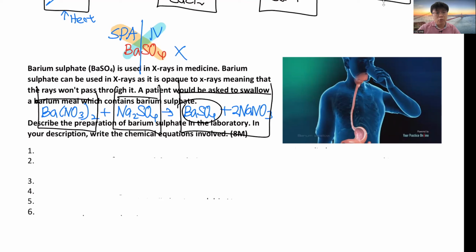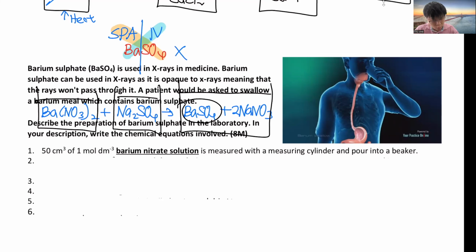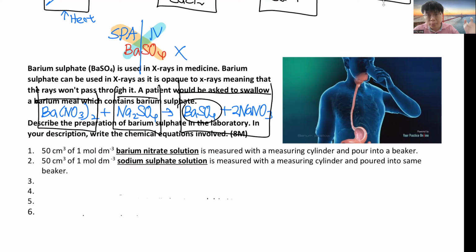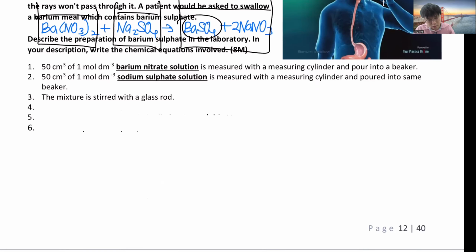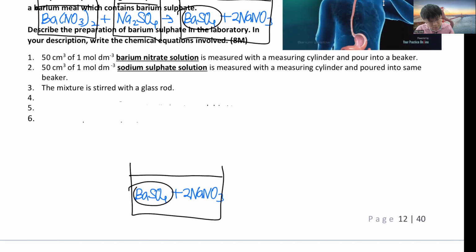So first step, put in 50 cm³ of barium nitrate, then put in 50 cm³ of sodium sulfate, pour them together, and stir. Once you stir, you will get the insoluble salt. How do you take out this insoluble salt? Because the insoluble salt is inside the soluble salt solution, very simple, you just filter.